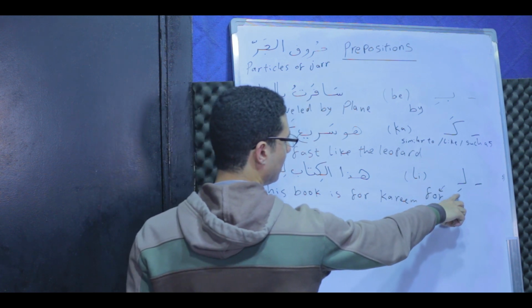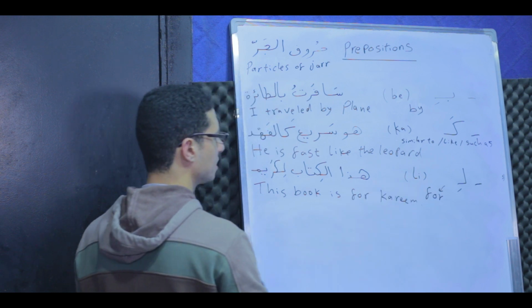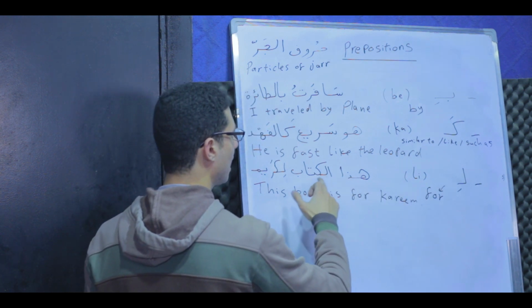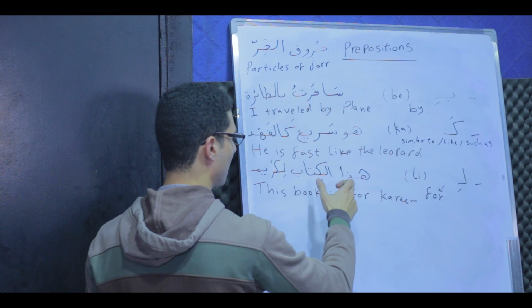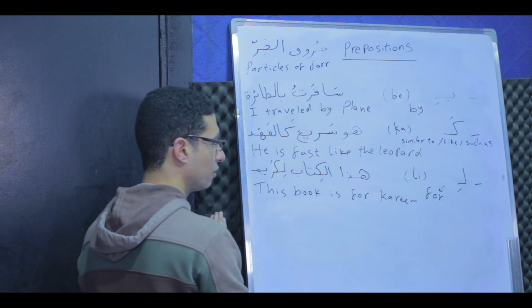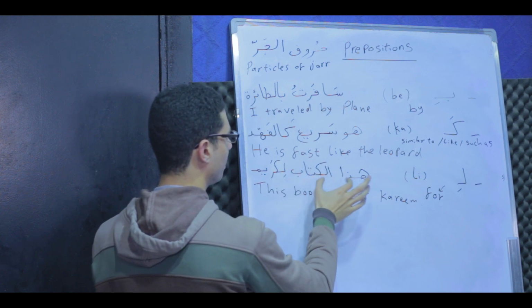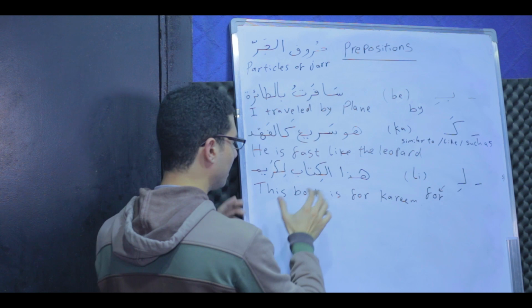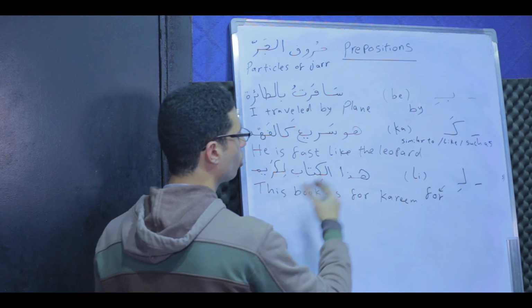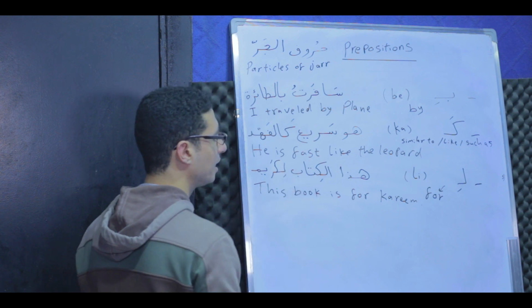The last one is li. Li means for. So for example, هذا الكتاب, this book. هذا الكتاب لكريم. Karim is a name for a boy or for a guy. Karim, so هذا الكتاب لكريم. لكريم means is for Karim. هذا الكتاب لكريم.